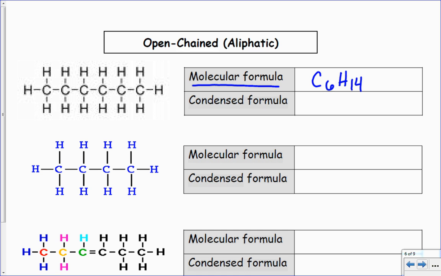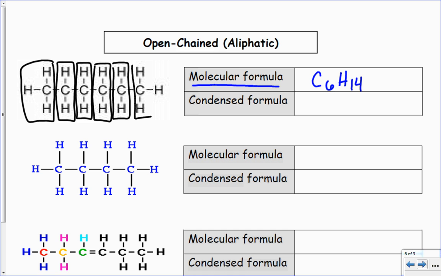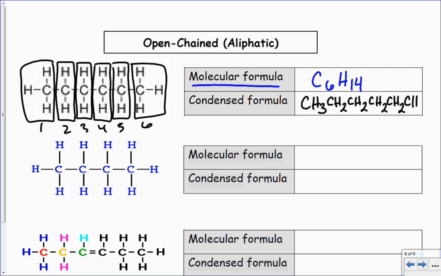The condensed formula, all you do is you take it 1 carbon chunk at a time, and you just kind of write it as it goes. So I've got 1, 2, 3, 4, 5, 6 carbon chunks. The first carbon chunk is going to show like this, CH3. The second through fifth one are just CH2, 4 in the middle there, and then the last on the end of the chain is another CH3. I personally prefer molecular formulas over condensed formulas.